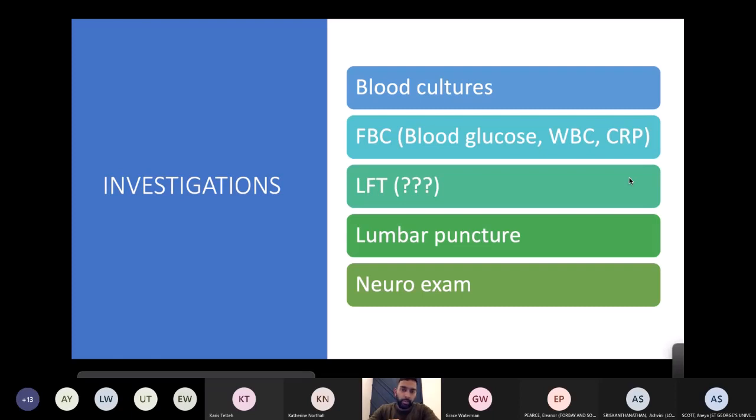Actually, they might do a PCR as well if it's viral. You do a full blood count, so you check the white blood cell count and CRP, but you'd also do blood glucose. I don't expect you to know why, but the reason is you need it to get a diagnosis of bacterial or viral meningitis from your lumbar puncture.